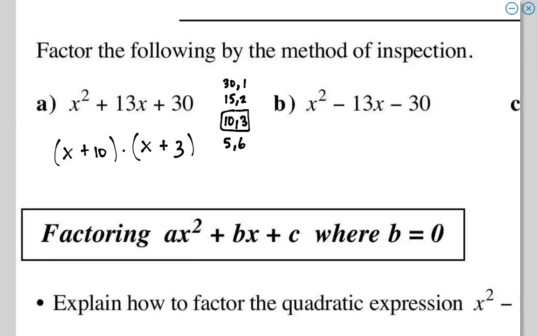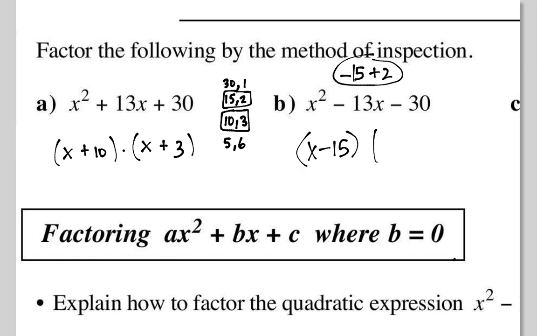Okay, I like that they gave you the exact same question, but with a minus sign on both. So which one's going to work now? Okay, good. 15 and 2, but how did you know it was negative 15 and positive 2? Yeah, I always like to think of it as like who's winning? The negative one, so make the bigger number negative. So then it's x minus 15 and x plus 2.